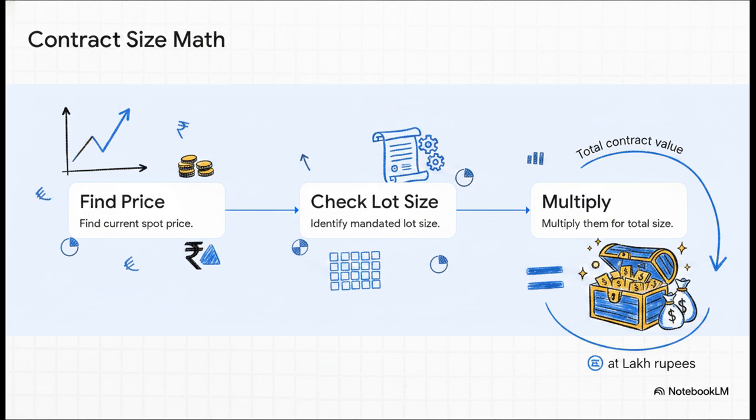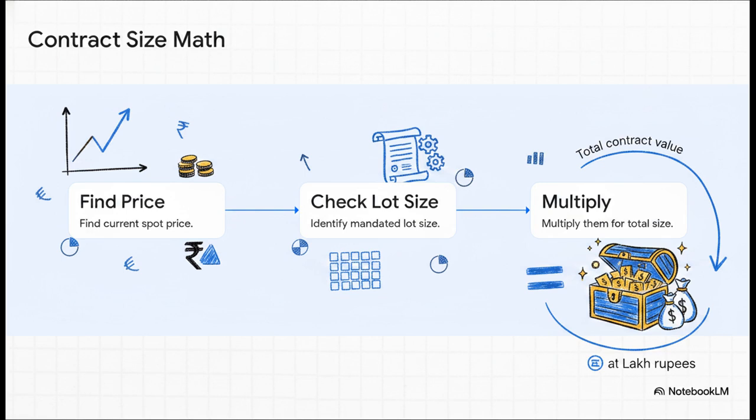So, how does this lot size translate into actual money? It's simple visual math. Let's walk through it together. Step 1. You find the current price of your underlying asset. Let's use Infosys stock again as our example. Say it's trading at a spot price of roughly 1702 rupees. Step 2. You check the exchange rules to find the mandated lot size for Infosys futures. In this case, it's 600 shares. Step 3. You just multiply them.